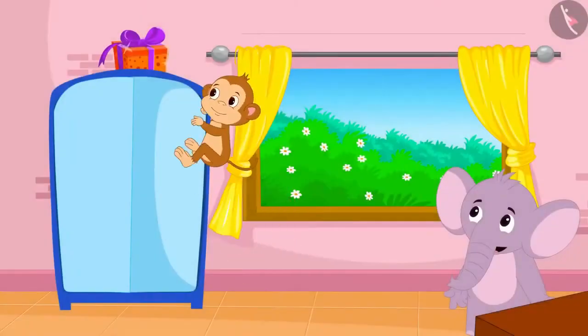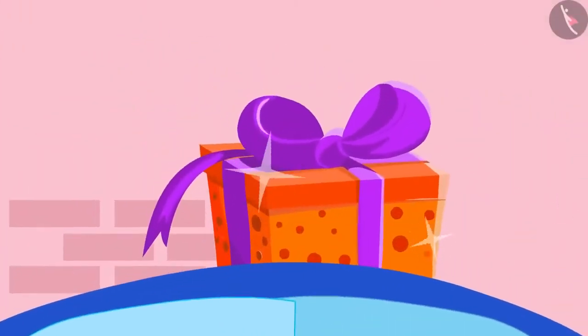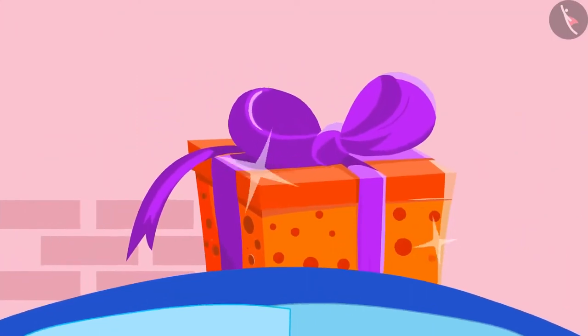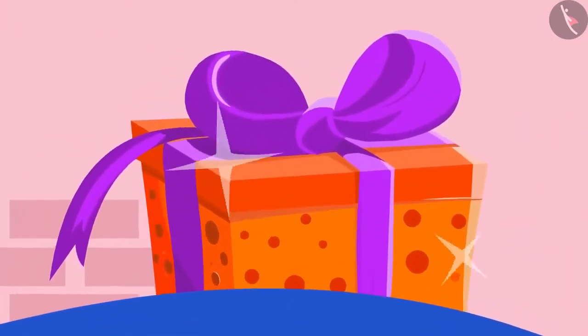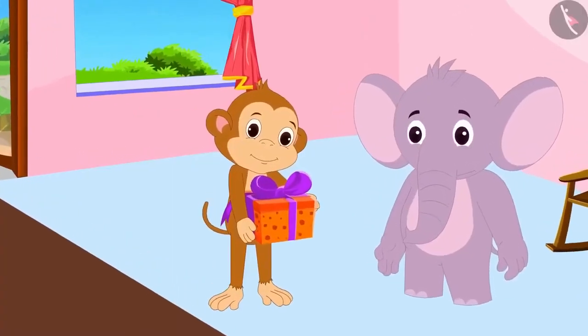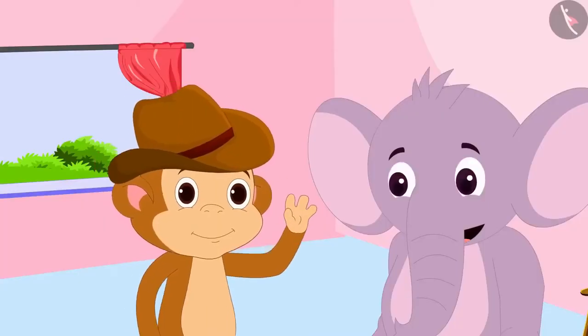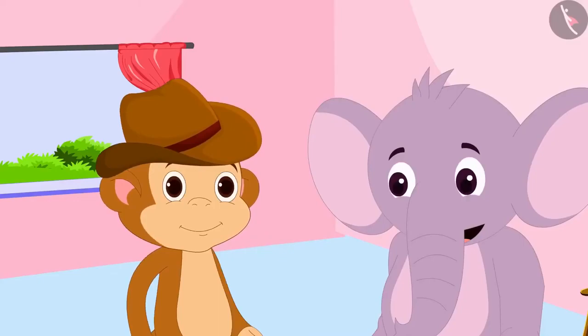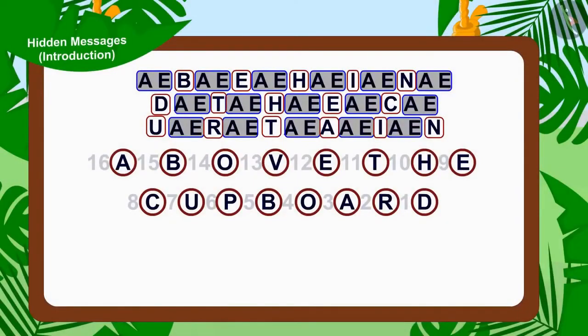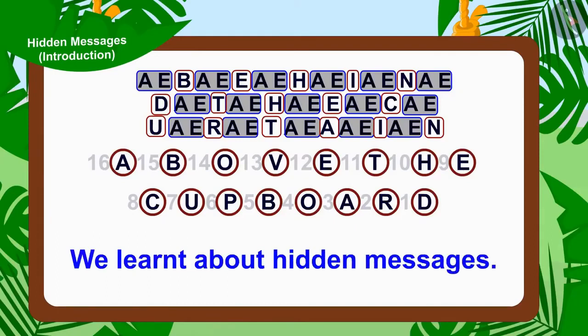When Babban quickly jumped on top of his cupboard, he saw that there was a gift wrapped in a shiny paper there. Appu had actually hidden a cap as a gift for him there. Babban was very happy to get his new cap. Children, in this video, we learnt about hidden messages. In the next video, we will see some more interesting examples related to this.